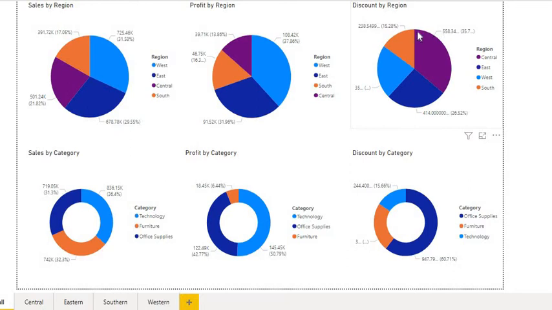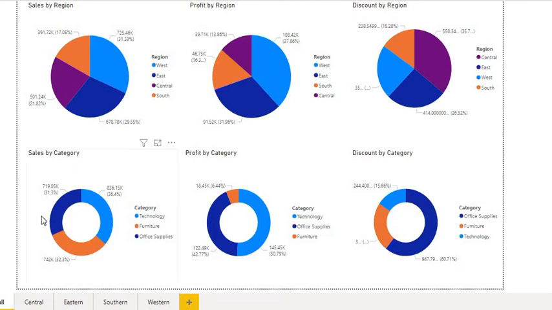So this may be a point of interest to the analyst that the Central region is making less profit, and the reason could be that there is a high amount of discount provided in Central region. So the analyst may need to check what is happening in Central region. For our analysis, currently Central region remains a point of interest, and we will have a detailed view of what is happening in Central region as we proceed.